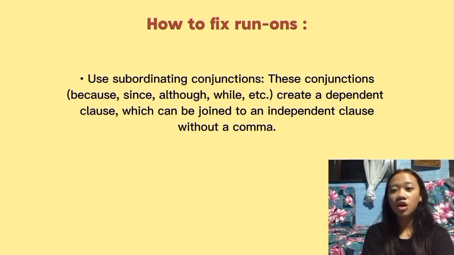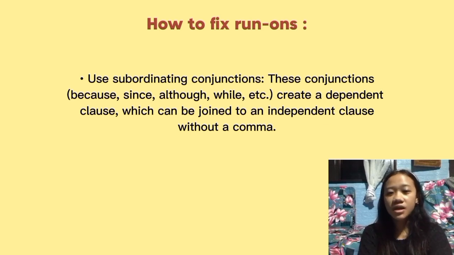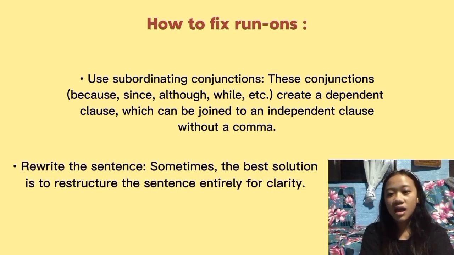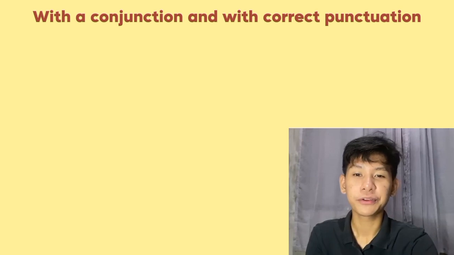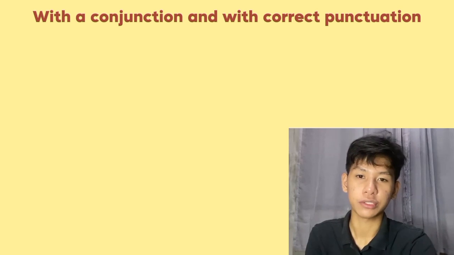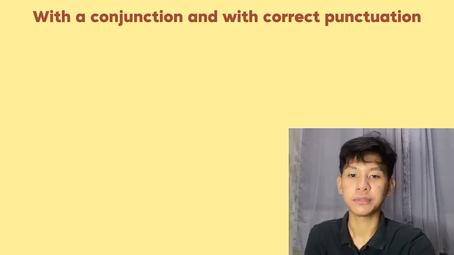Use subordinating conjunctions. These conjunctions, such as because, since, although, while, and so on, create a dependent clause which can be joined to an independent clause without a comma. Rewrite the sentence. Sometimes the best solution is to restructure the sentence entirely for clarity. So now we're going to compare a run-on sentence with two different ways to fix it, using punctuation and using a conjunction. Let's take a look at an example from the table.